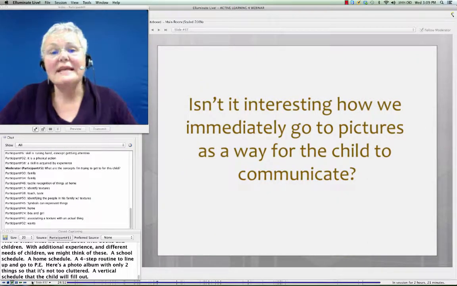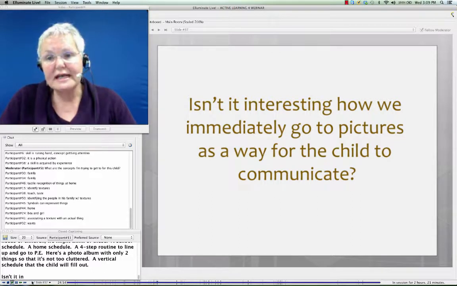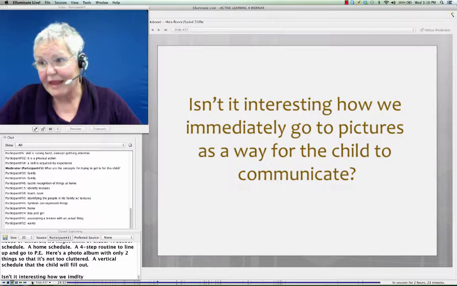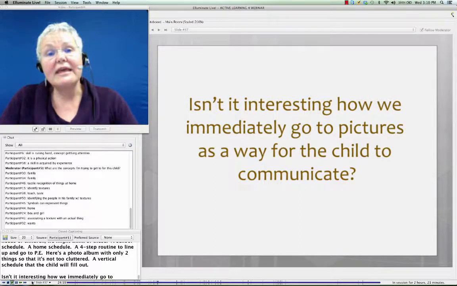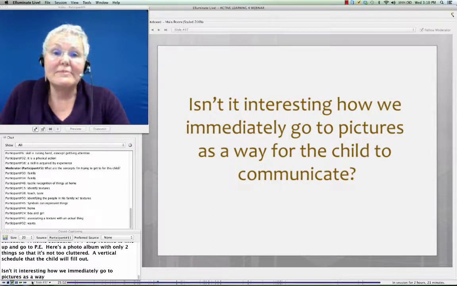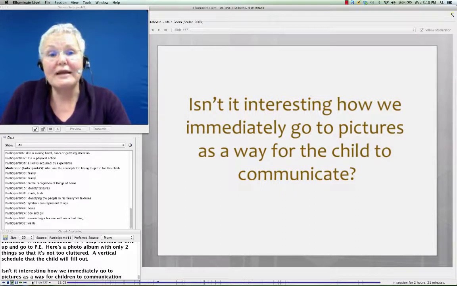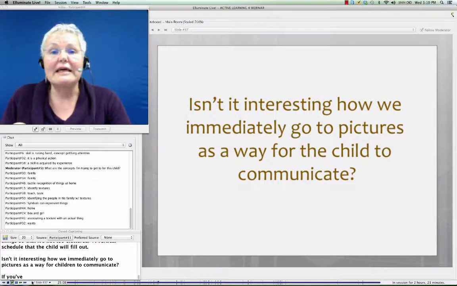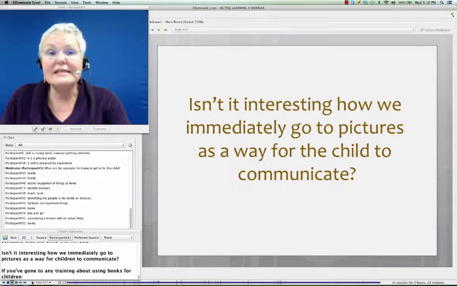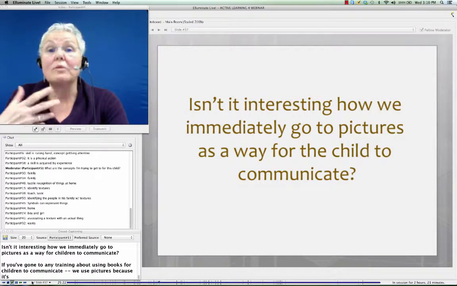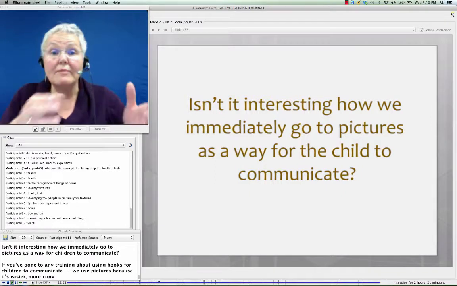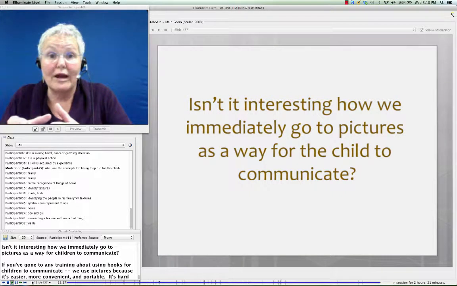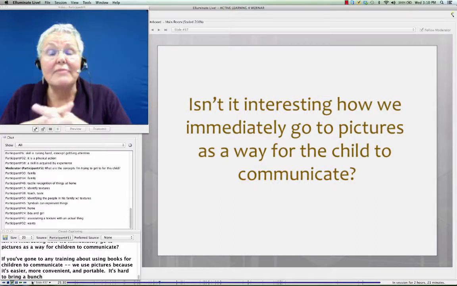Isn't it interesting how we immediately go to pictures as a way for the child to communicate? And in the experience book examples on our website, and if any of you have gone to some training on experience books, we really push the idea that we often go to pictures, especially for children who have vision, but I've even seen it for kids who have visual problems, because it's convenient, because it's easier, because it's more portable. It's hard to drag along a bunch of tactile things when you go somewhere. So you have to start thinking about, okay, how can that work?